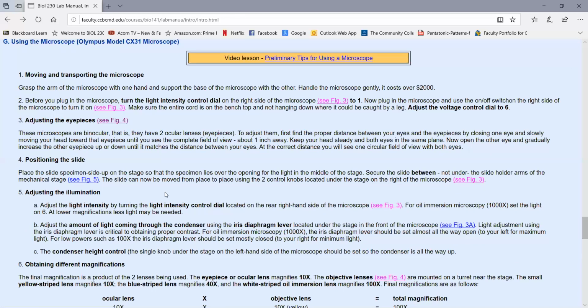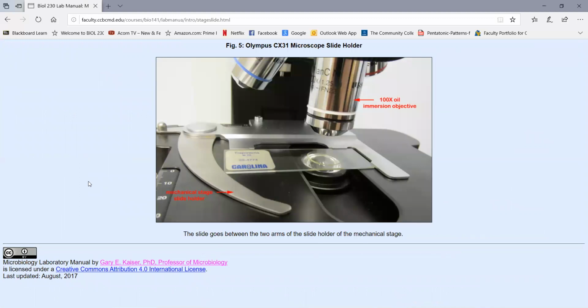When we put a microscope slide on the stage, we use a mechanical stage to observe bacteria. So what you want to do is to secure the slide between the 2 slide holder arms of the mechanical stage. If we look at figure 5, this shows how the slide's inserted. When you push this knob here back, that's going to pull this arm forward so you can slide the slide in.